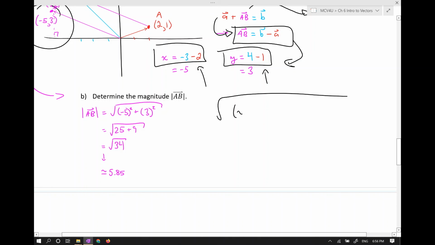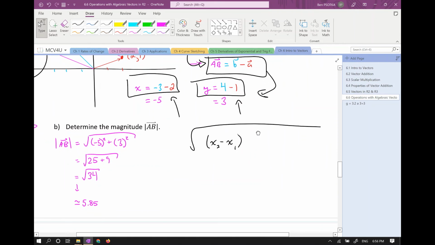I'm taking x2 minus x1, and I'll color code this. You know what? I'll color code it right now for you folks. I apologize. I think I'm taking a long time. This is a long-winded explanation. That's okay. It'll happen sometimes. So I'm working with x2, which was my B vector, minus x1, and then I square that. And then I add y2 minus y1, and then I square that.